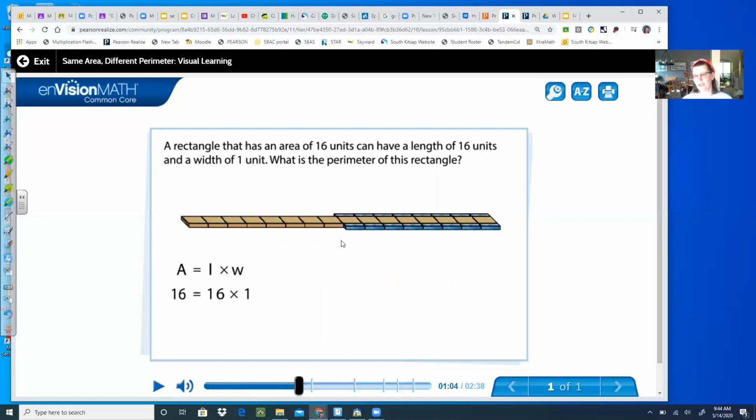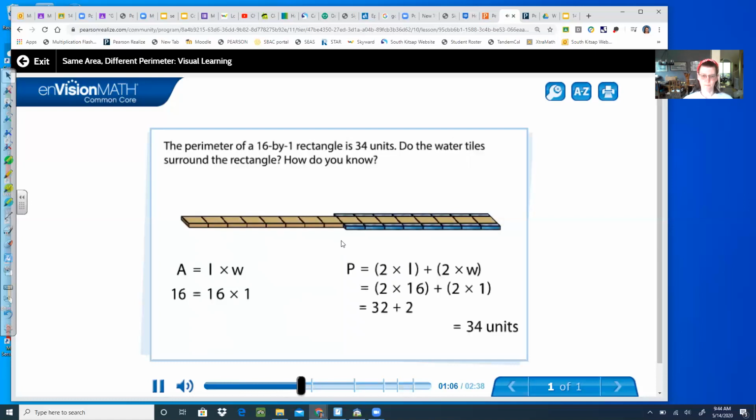So you'll notice they laid the water tiles out, and there are not enough water tiles to go all the way around because you have a side of 16, a side of 16, that's 32, a side of 1, and a side of 1, so 32 plus 2 is 34. So that one, the perimeter is 34.